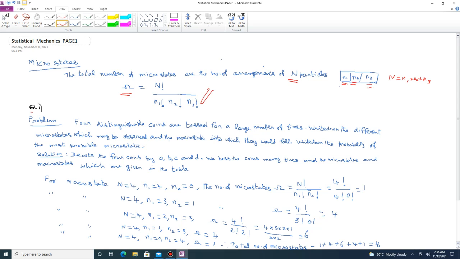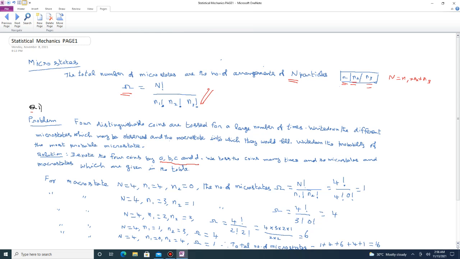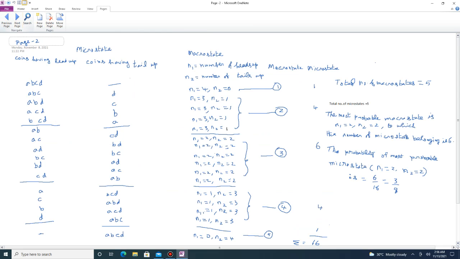Now let us denote the 4 coins by A, B, C and D. A is one coin, B is another coin, C is another coin, and D is another coin. So there are 4 coins. We toss these coins many times, and let us write down the microstates and macrostates, which are given in the table.